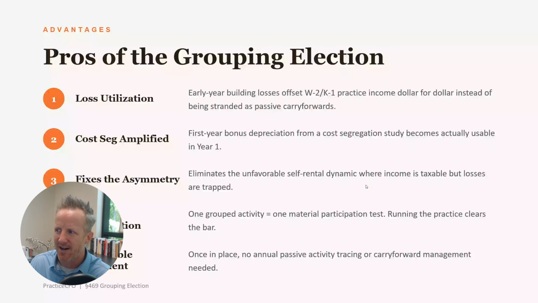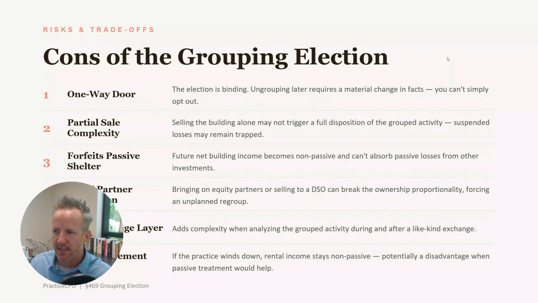Okay, let's now look at the cons of the grouping election. It's a one-way door. You cannot change this. It's binding. You may be able to ungroup later if the facts and circumstances change, and I'll go over a couple scenarios here. But this is a one-way door.